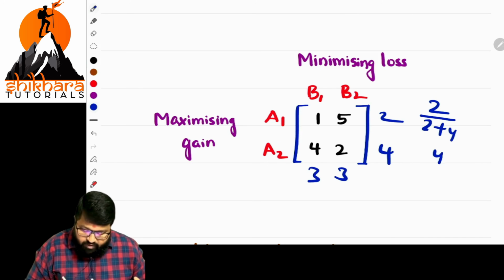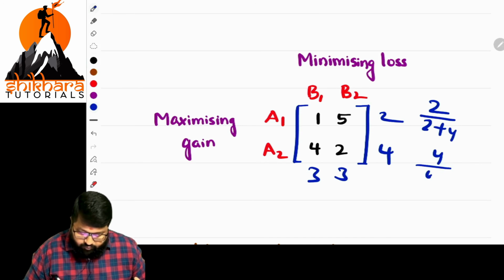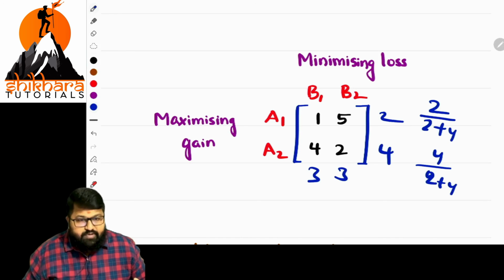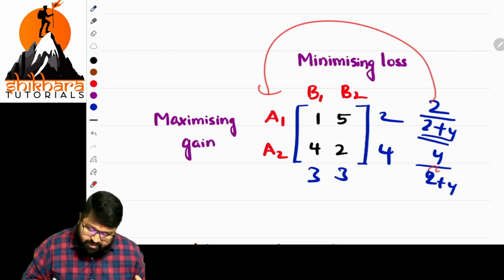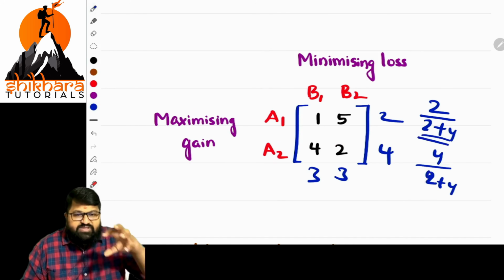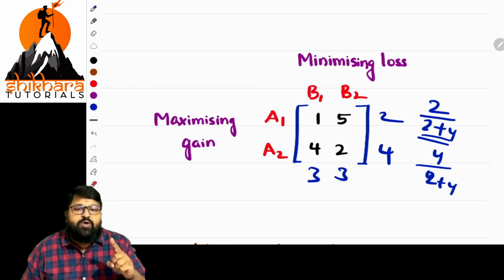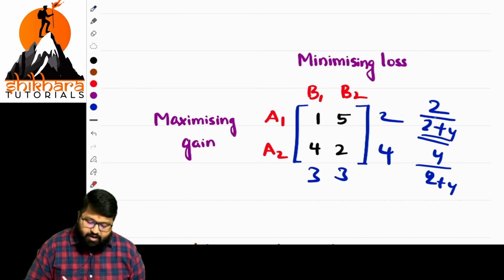Now, what is the probability of P of A2? 4 by 2 plus 4. These are the probabilities for A1, and this is the probability for A2. If we see the sum of the probabilities, it should be equal to 1. Okay, so am I clear on how to calculate that?